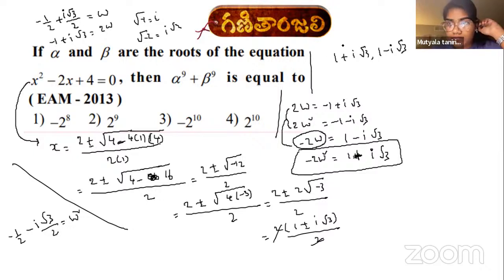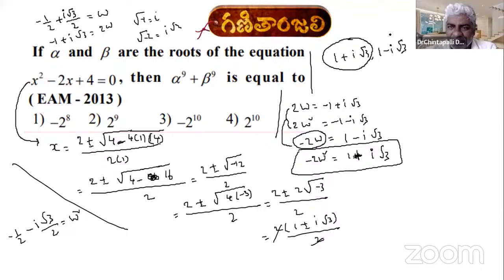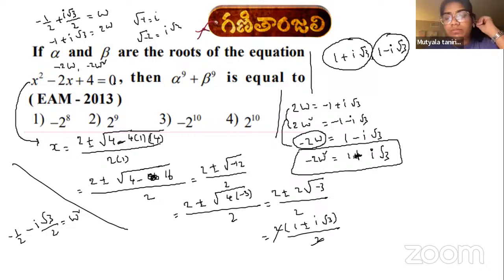So the roots of this equation are these. One of its roots is negative 2 omega, and the second root is negative 2 omega square. What is alpha? Alpha is negative 2 omega. Beta is negative 2 omega square.